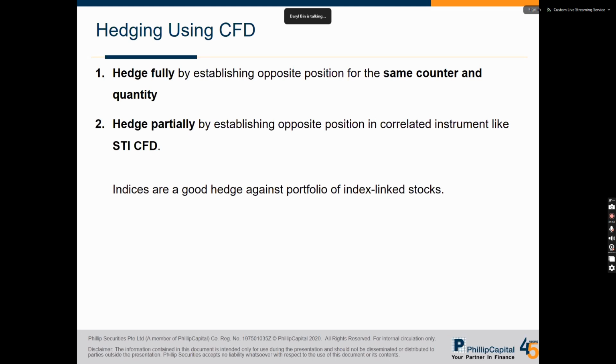Hedging can be done by establishing opposite positions. There are two types of instruments to use. The first one is equities or world indices. If we want to hedge fully, then we will establish an opposite position for the same counter, with the same quantity. If we want to hedge partially, then we can establish an opposite position in correlated instruments like the STI.